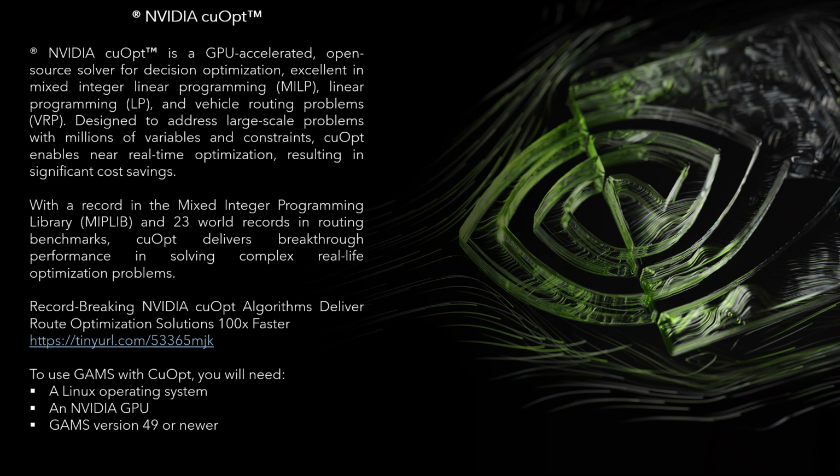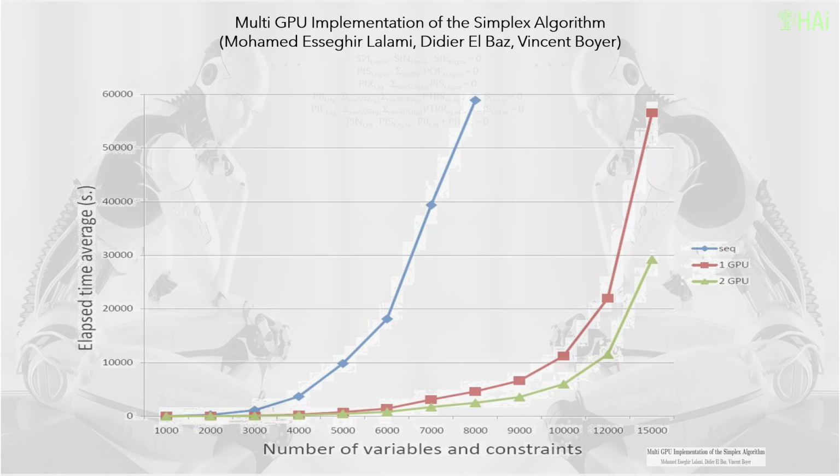To use GAMS with cuOpt, you will need a Linux operating system, an NVIDIA GPU, and GAMS version 49 or newer.